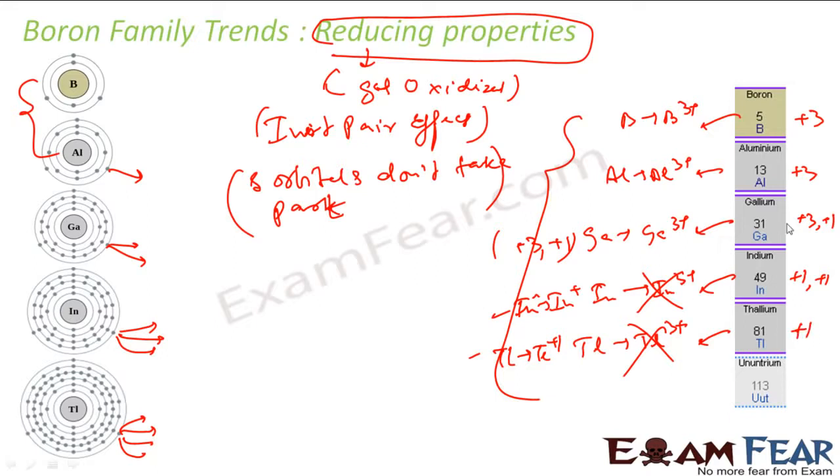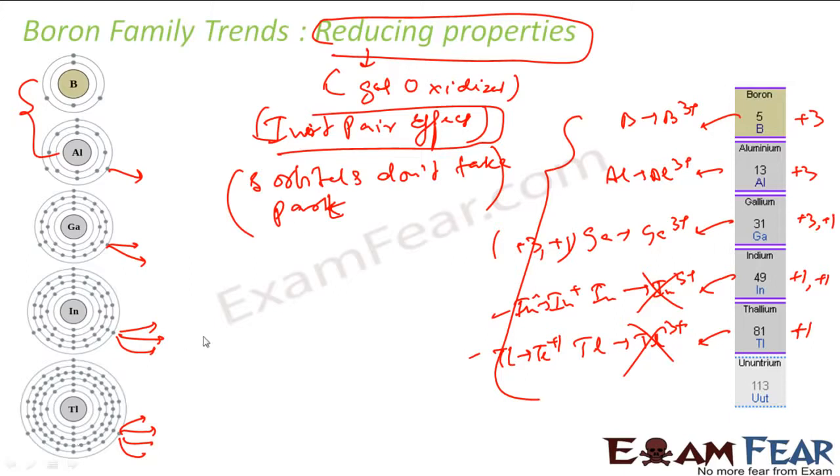So if you see, this is decreasing, right? The tendency to become oxidized itself is decreasing because of the inert pair effect. If you just see the size increasing, the atomic size, then you will get to a wrong answer. You have to see the other part also, that is the inert pair effect.